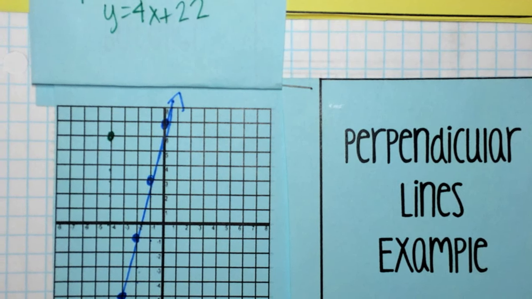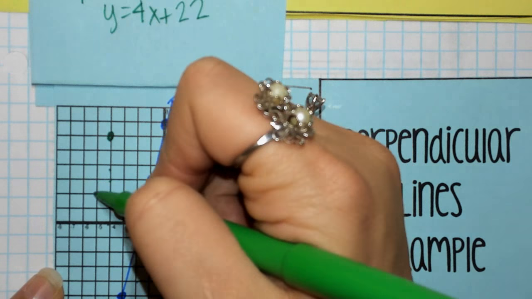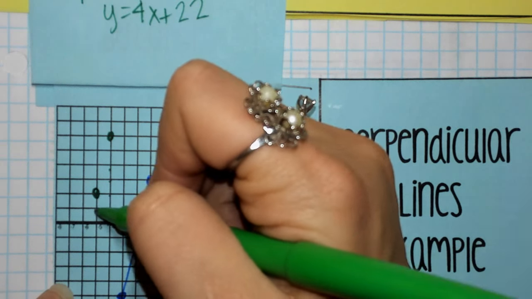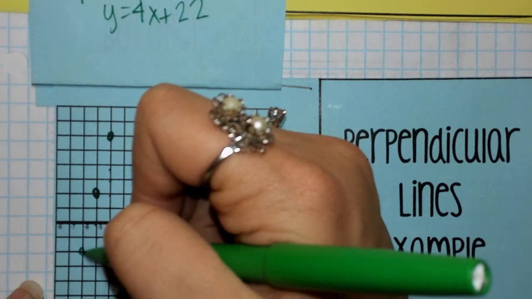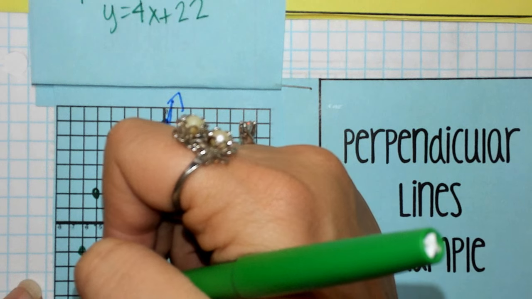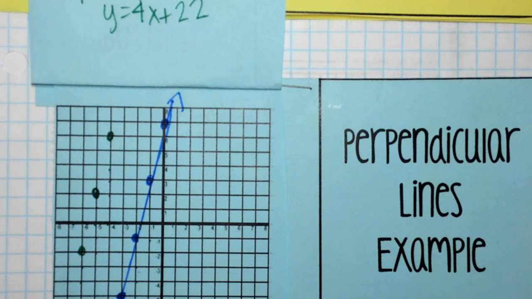What do we do from here? Can we go up 4 and right 1? No. So what do we do? Down 4, left 1. Down 4, left 1. Down 4, left 1. Boom, we're done.